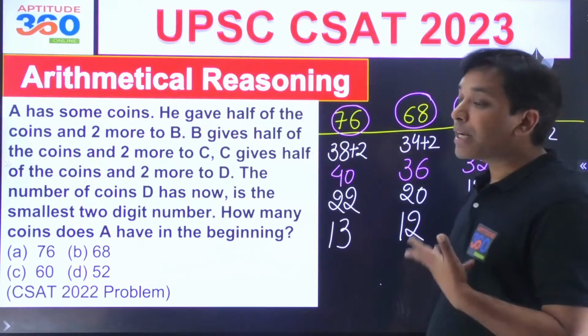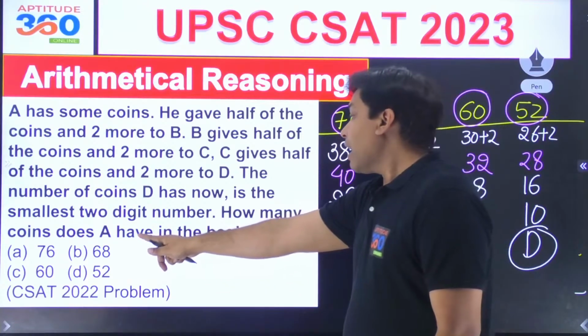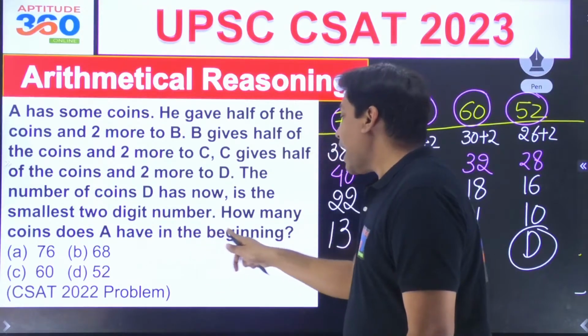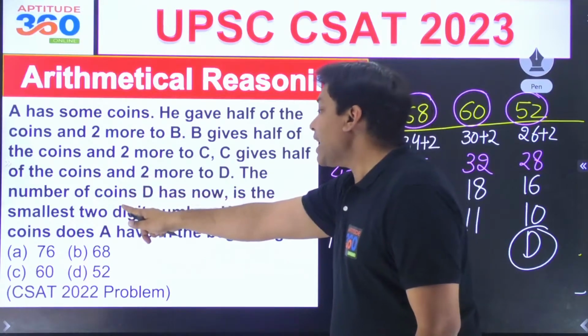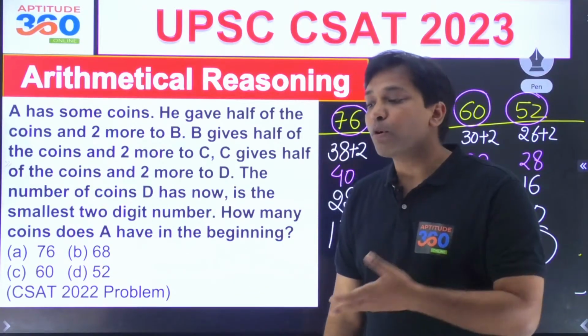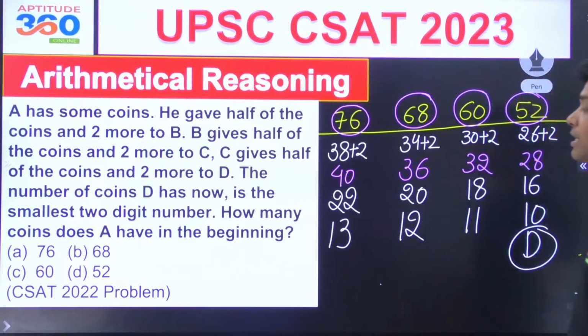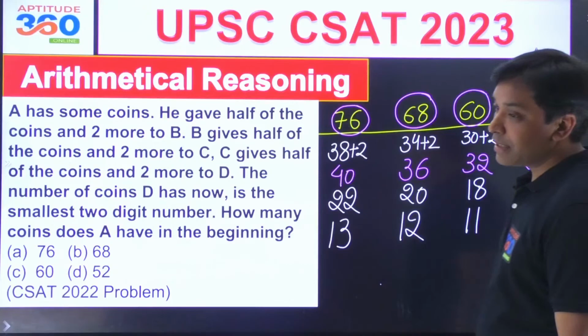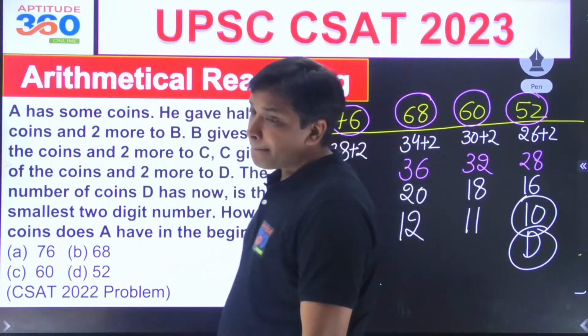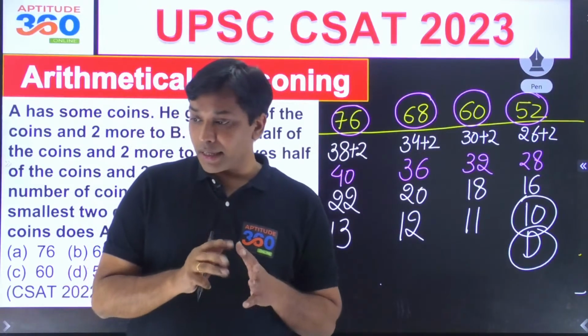And what is the problem that they are asking you? How many coins does A have in the beginning, provided D has the smallest 2-digit number? What is the option out here, people? What do you think is the answer? D is the answer, isn't it? Are we clear with this? Every one of you.